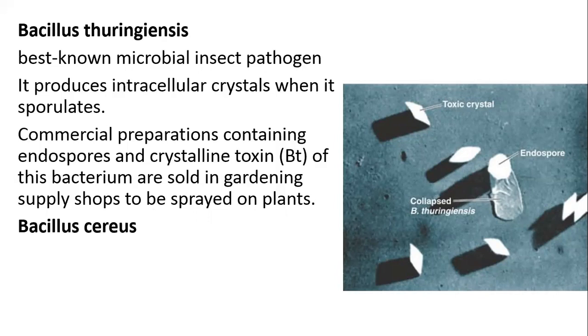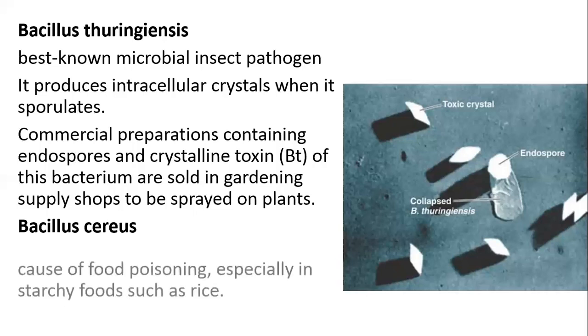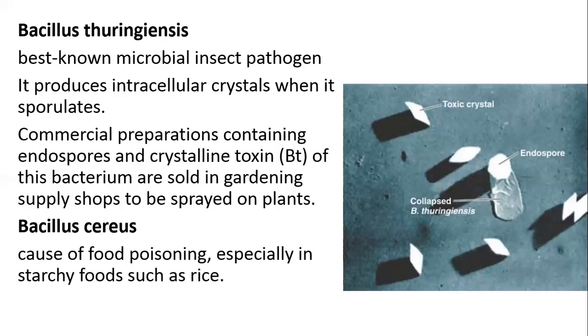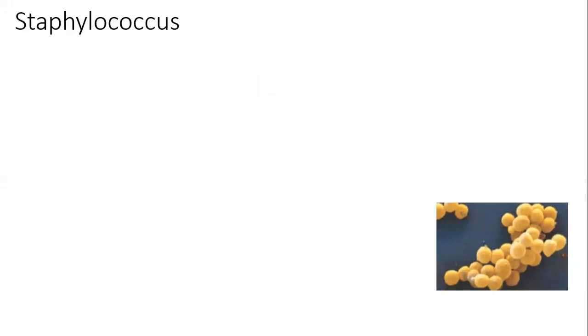Similarly, Bacillus cereus is also well known for food poisoning, especially from starchy foods like rice. So these are the important strains. The rest are mostly non-pathogenic. These strains should be discussed because of their remarkable pathogenic status.